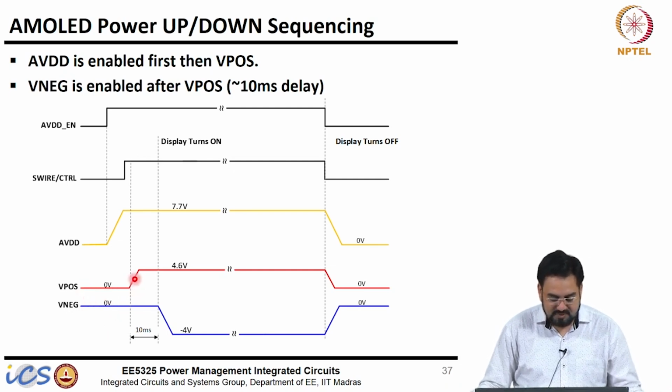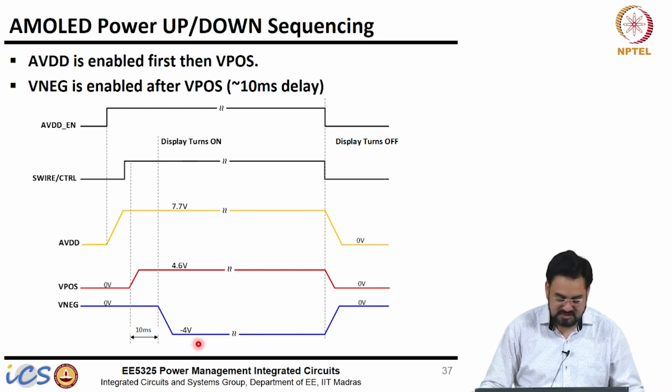So, by default VPOS will go to 4.6, it will remain there, and by default this VNEG goes to minus 4 volt. Okay. So, if you do not do any programming, which means you just turn on, then by default it will go to minus 4 volt.